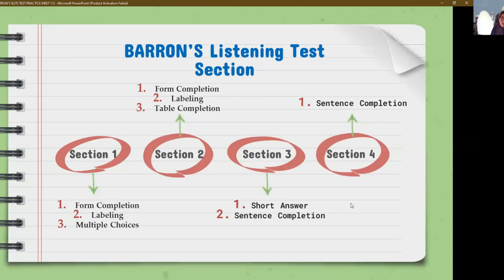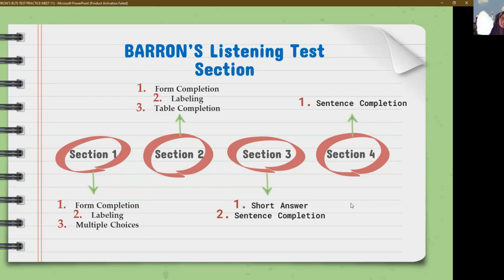Okay, next, on the Barron's listening test section, I will try to explain again about the test that you are going to do today. There are 4 sections. The first section consists of form completion, labeling, and multiple choices. So there are multiple choices here for choosing A, B, or C, not more than 3 choices. Okay, this is about the first section.